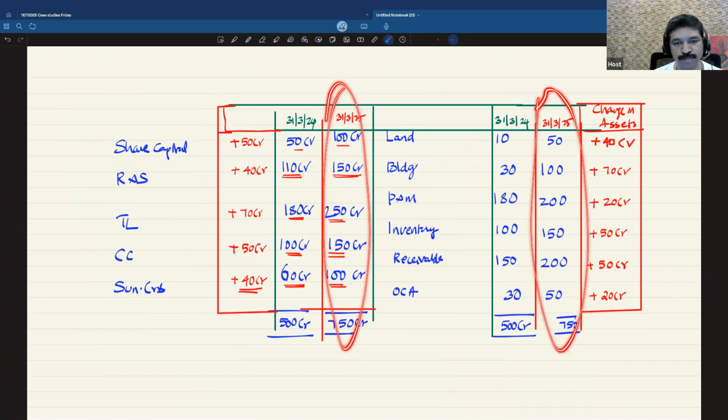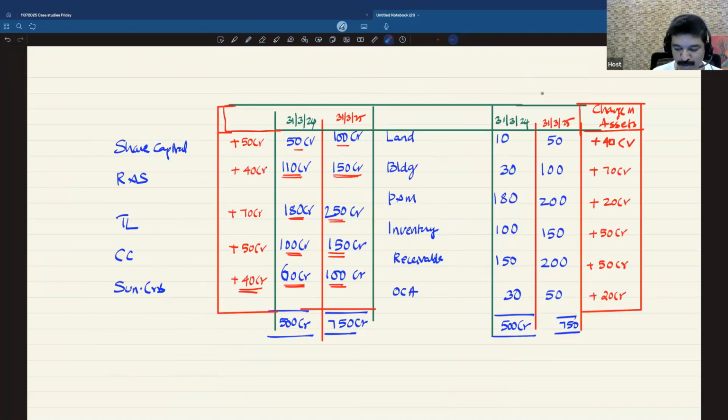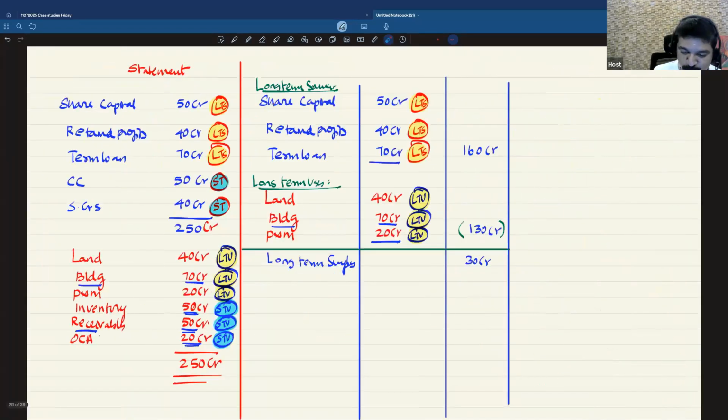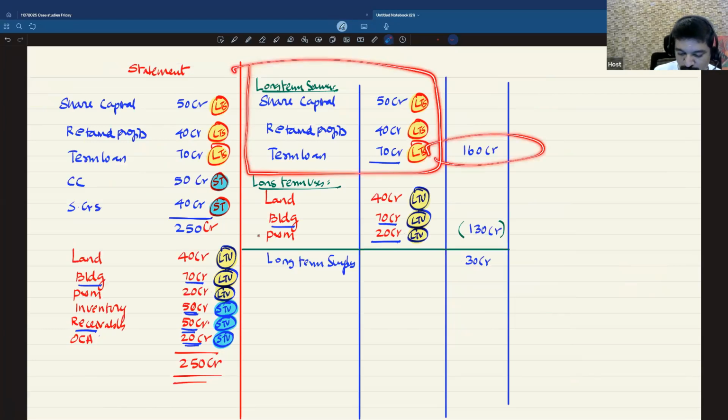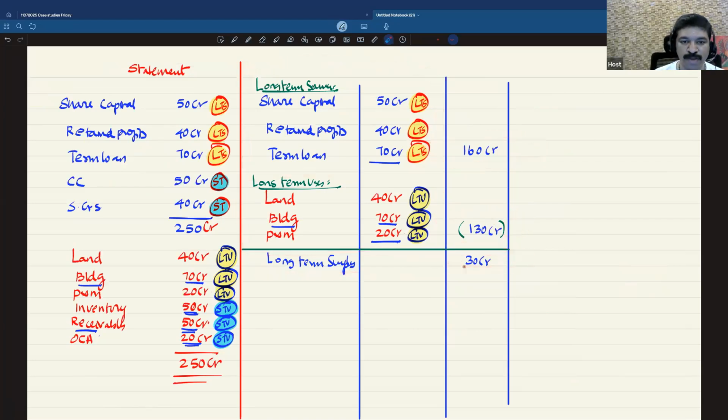Yes or no? Maybe yes, only when you prepare the statement. Otherwise, no, right? But this statement beautifully shows you that long-term funds that have come in as 160 crore, long-term use is 130 crore, and they have surplus of 30 crore. So now the question will arise, hey, what they did with this surplus? Where is that money?